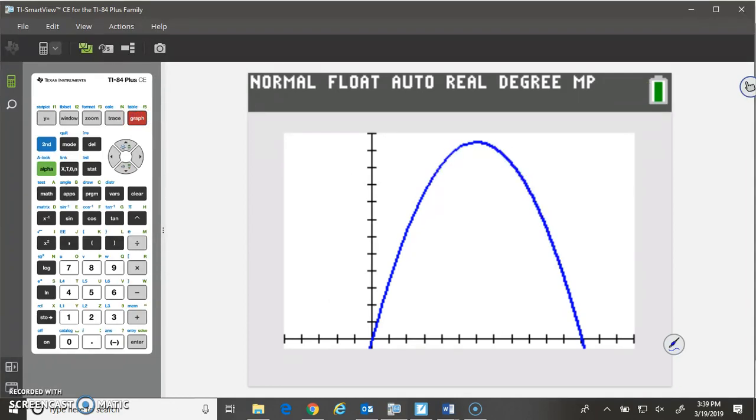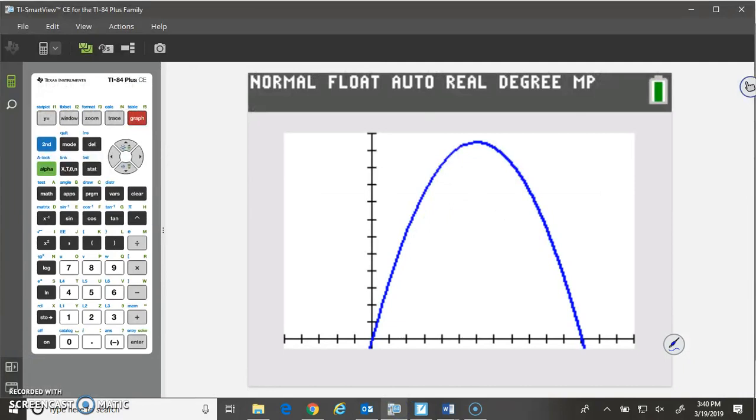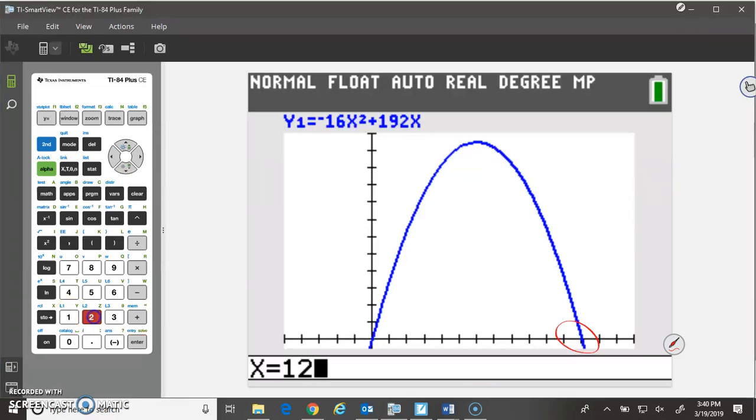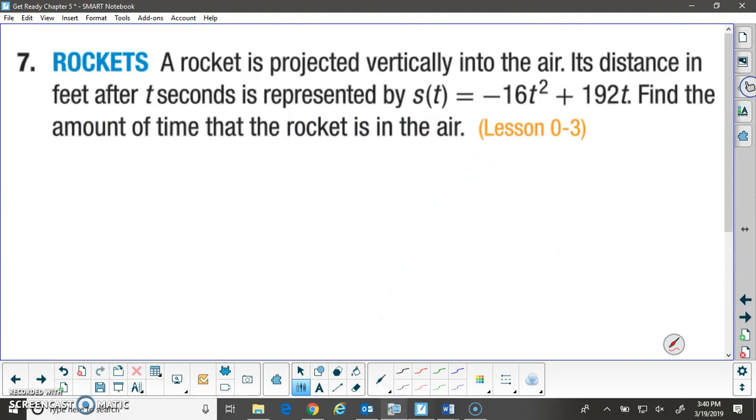Now, what does the question ask? The question asks, find the amount of time that the rocket is in the air. So at 0, 0 is when the rocket gets launched. And so when it hits the x-axis right down here is when it lands. So if we find that point, let's try maybe 12 seconds. Look at that, right on the dot. So 12 seconds it hits the ground, so it's in the air for 12 seconds.